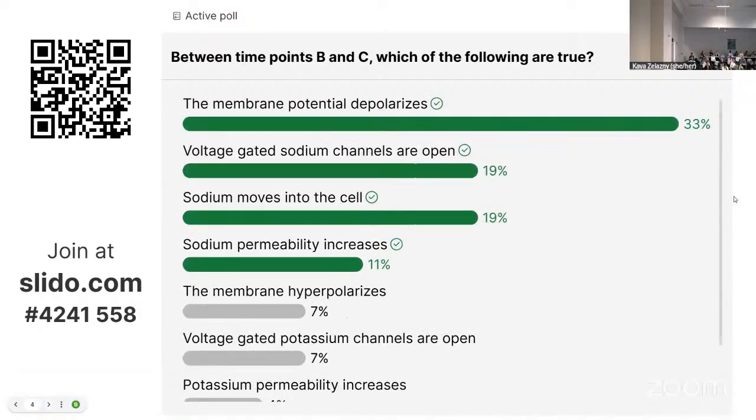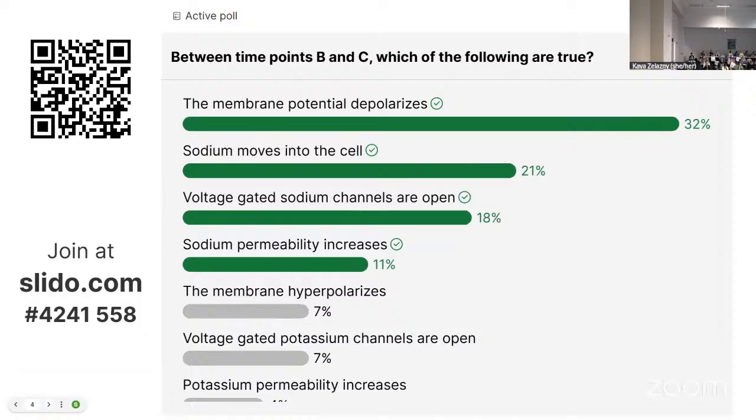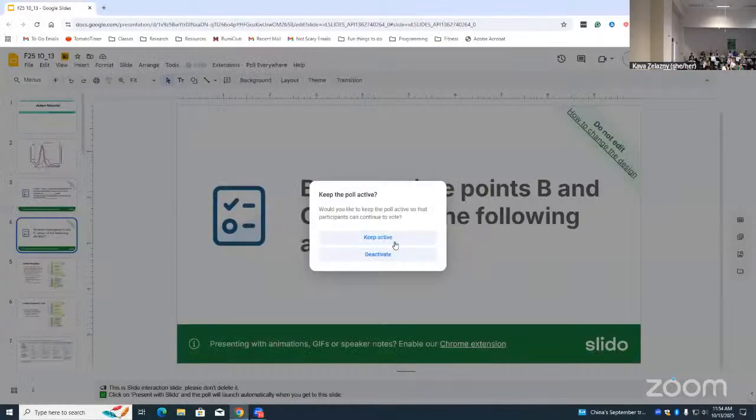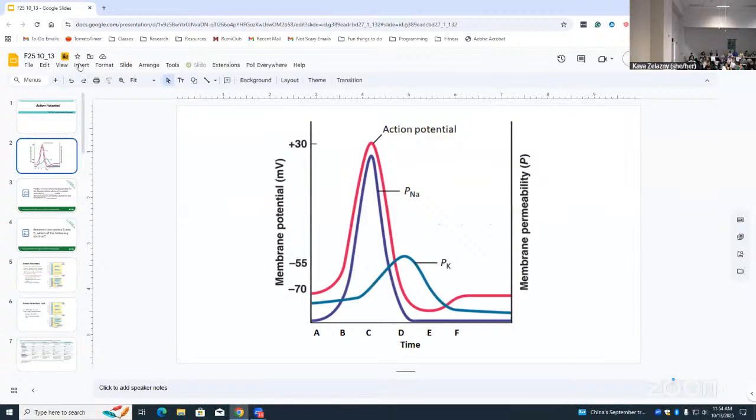Okay, great. So we'll take a look back at the graph in a second, but all the green ones are going to be correct. Okay, so we were looking between time points B and C.